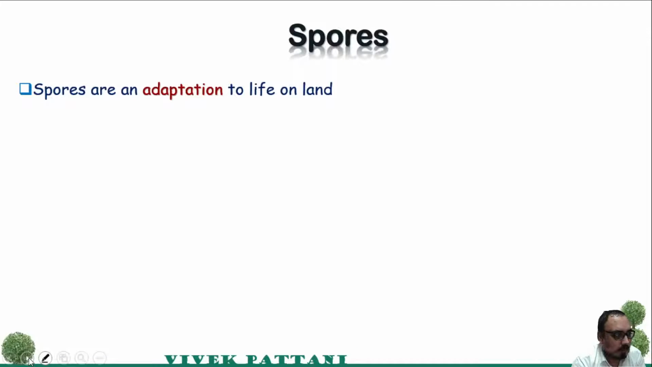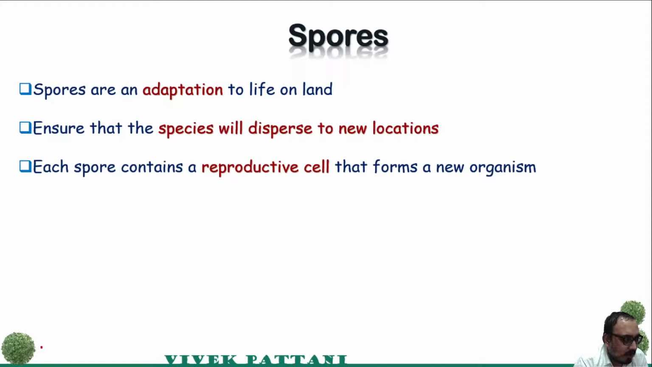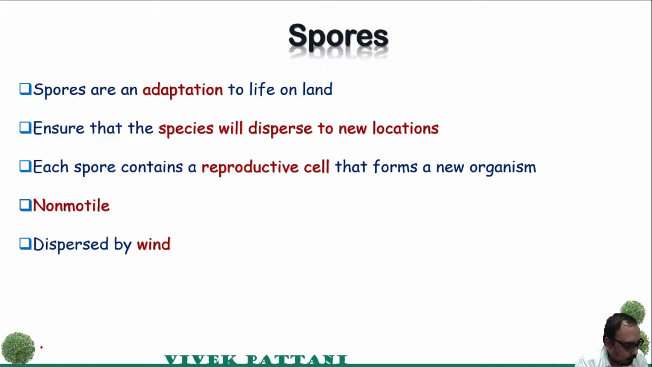So what are the general properties of the spores? Spores are an adaptation to life on land, and ensure that the species will disperse to new locations. Each spore contains a reproductive cell that forms a new organism, in this case a fungus. In the case of fungi the spores are non-motile, and they may be dispersed by the wind.